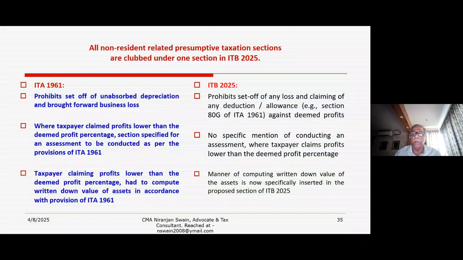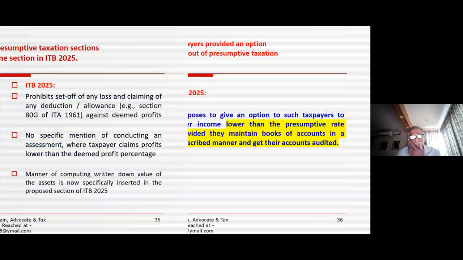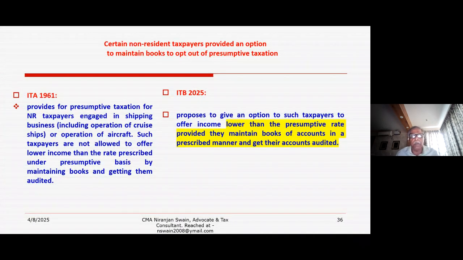Non-resident related presumptive taxation: there are no such major changes, but on set-off of depreciation and brought forward business loss, these are the restrictions which are there in the Income Tax Bill. In 80G of the Income Tax Act, certain changes have been made. They are not major changes. We will not discuss them, keeping in view the time constraints. This slide I will share, you can go through it.